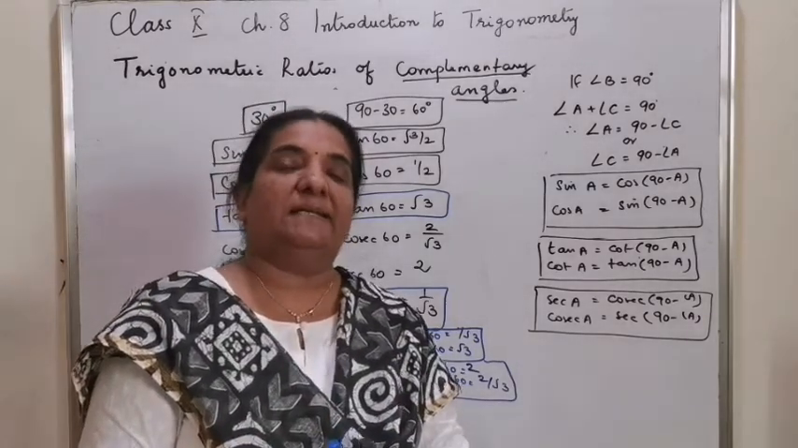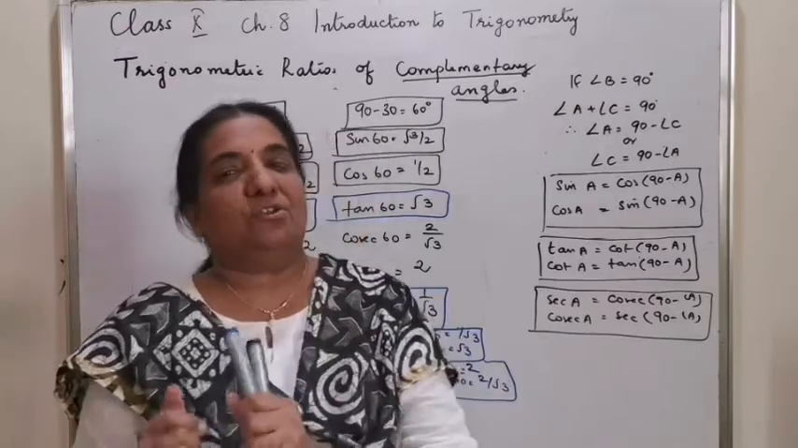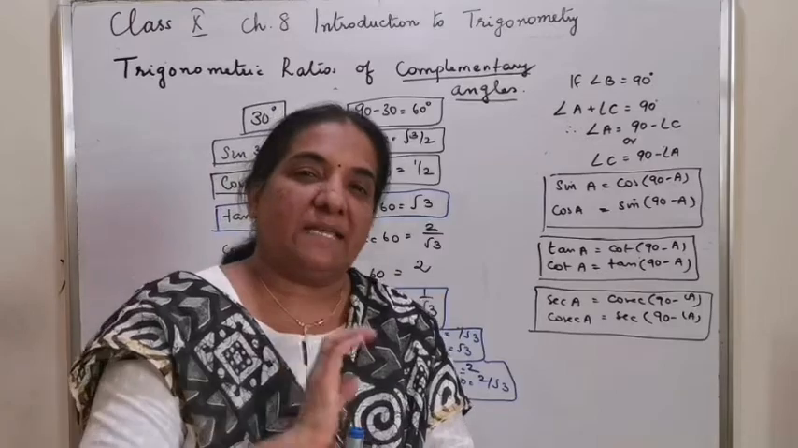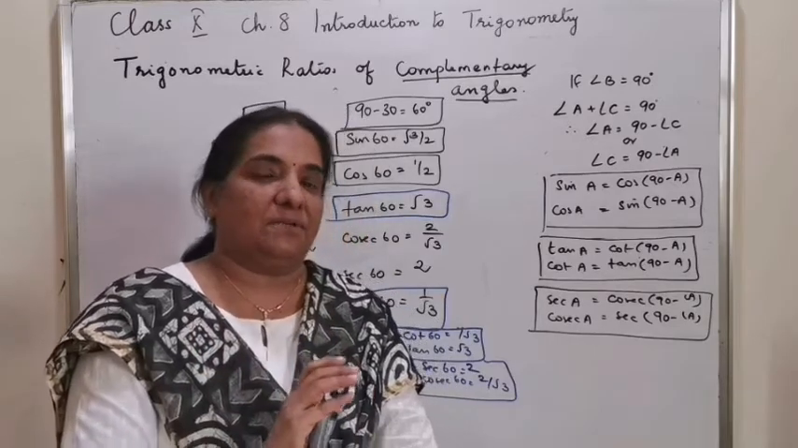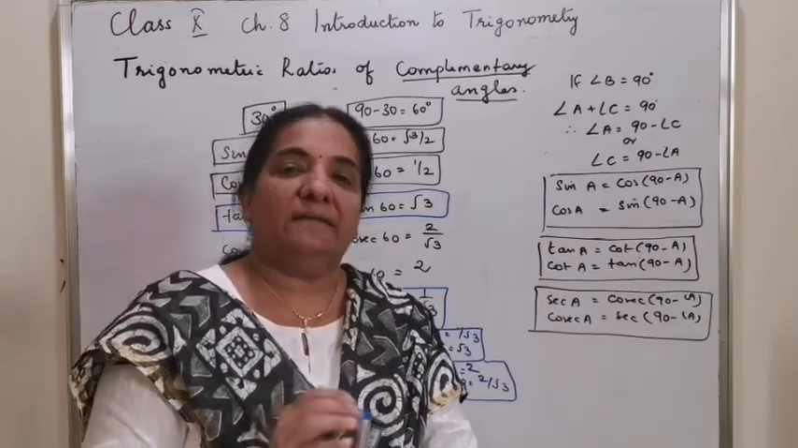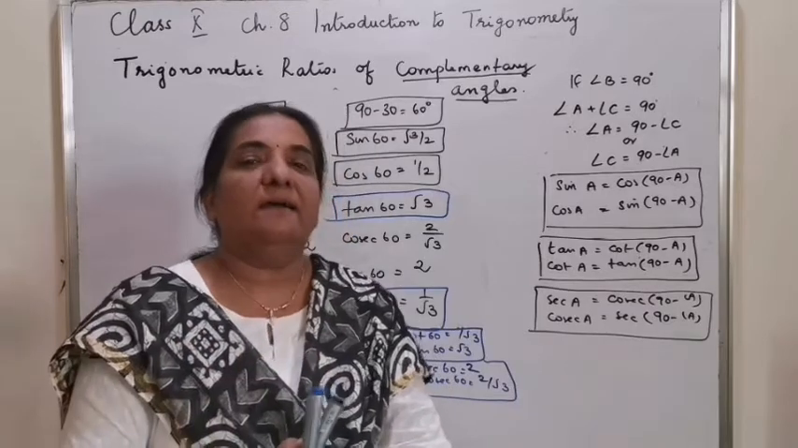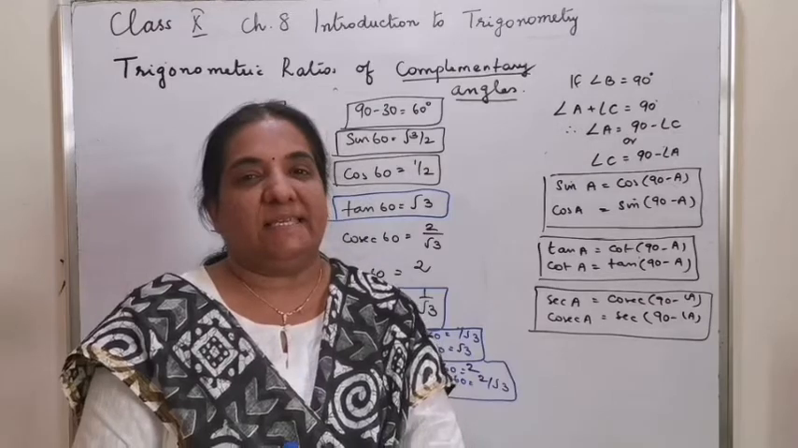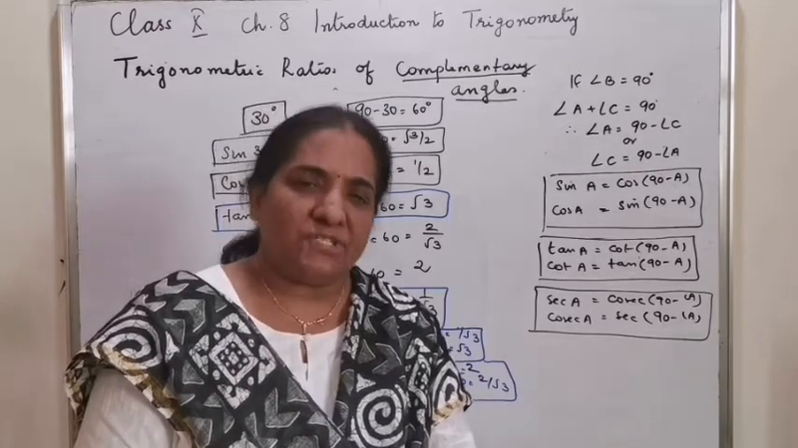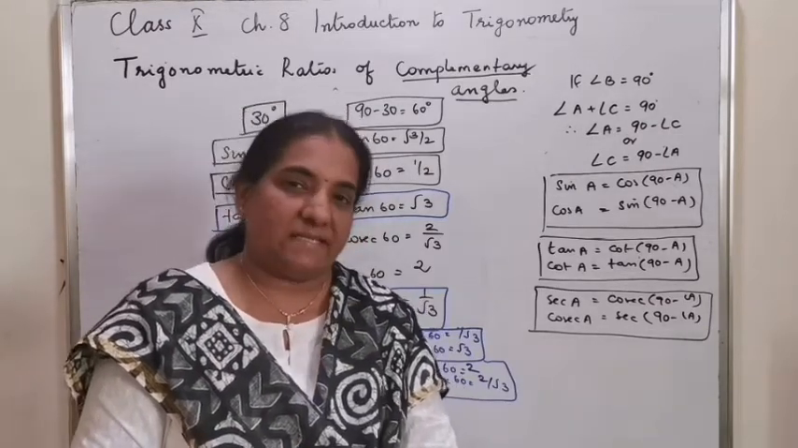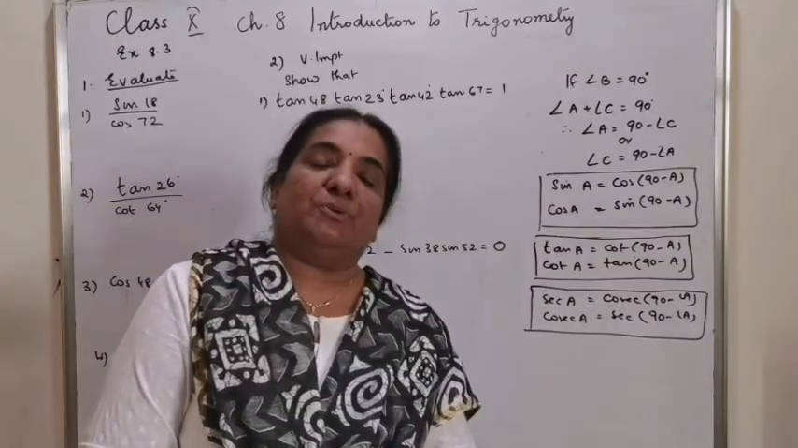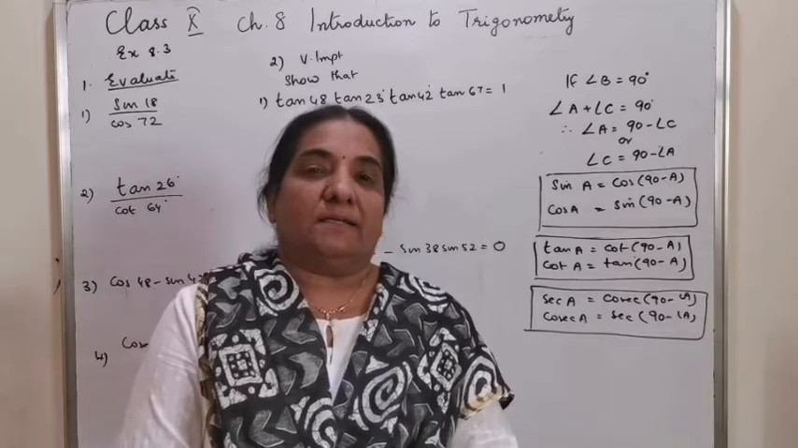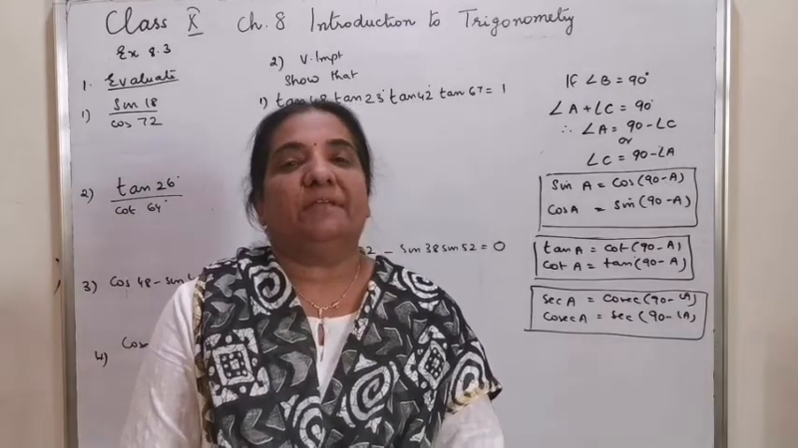You need not learn the values by heart. You should know that the sine ratio and cos ratio, or cos and sine, are complementary. Sec and cosec and vice versa. Cosec and sec are complementary. Tan and cot, cot and tan are complementary. The application of this you can see in the next exercise, and it's a very scoring as well as an easy exercise. Let's move on to exercise 8.3, which is related to this particular topic, that is the complementary ratios.